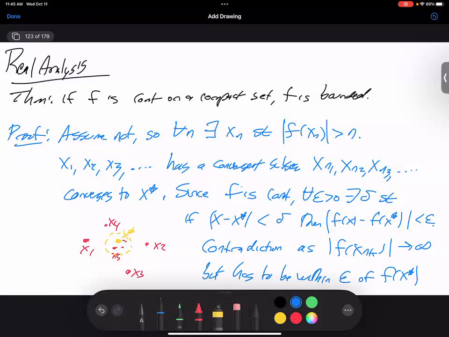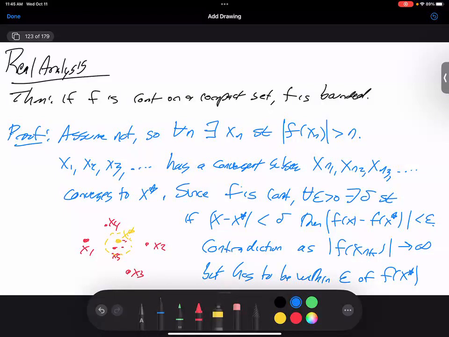And now that we have a convergent subsequence, eventually it's going to be very close to x star, and so it's going to be within epsilon of f of x star. And now all of a sudden we have our function is bounded. Okay. Any questions about this?